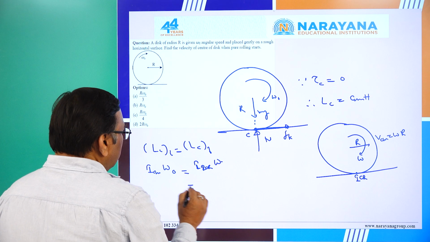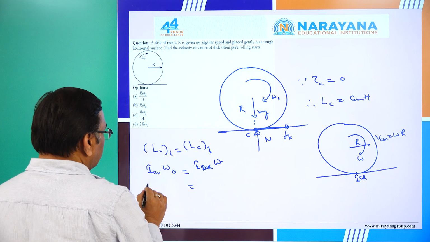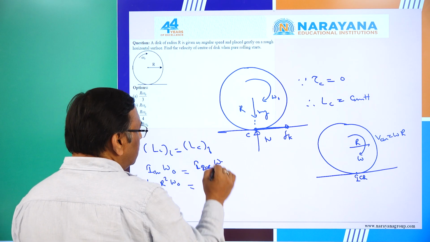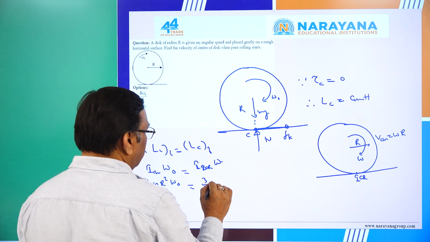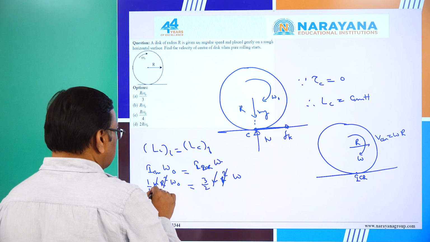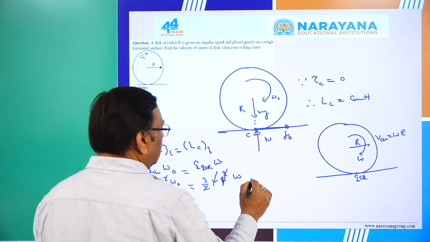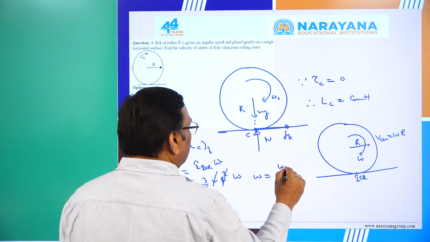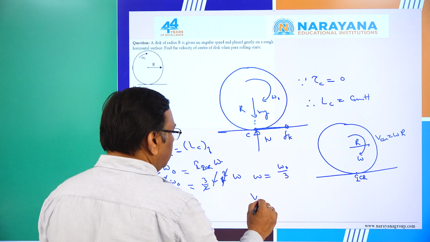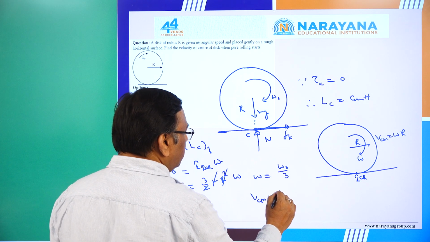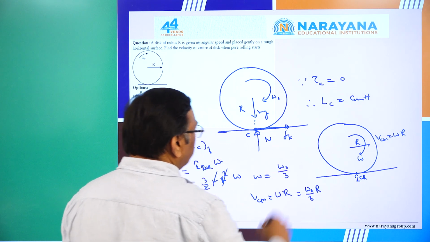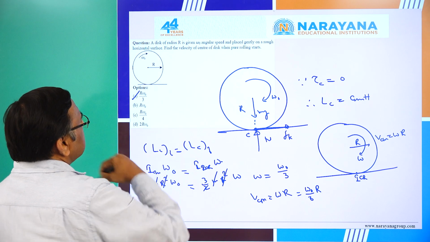So I about center of mass, it is a disk, so we can say it is half m r square into omega naught. I about ICR is going to be 3 upon 2 times m r square into omega. m r square is cancelling out here, 2 is also cancelling out here. So what is my omega finally? It is going to be omega naught upon 3. If I write the velocity of center of mass, V center of mass is going to be omega into r, that is omega naught upon 3 into r. So omega naught r upon 3, option A, is the right answer for this question.